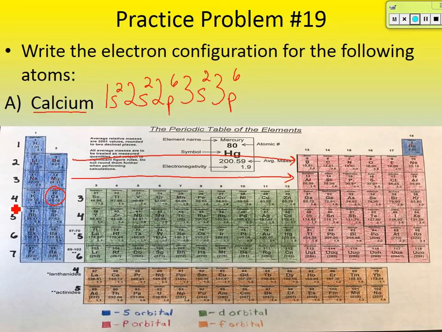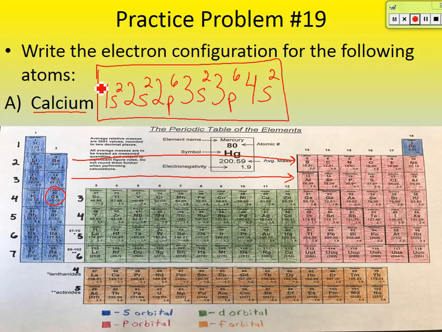Let's come to the fourth row, the fourth energy level. This is the s orbital. And how many across till we get to calcium? 1, 2. So I got 2 electrons there. Okay. So you can check yourself, and hopefully that is what you got for calcium, if you did it correctly.